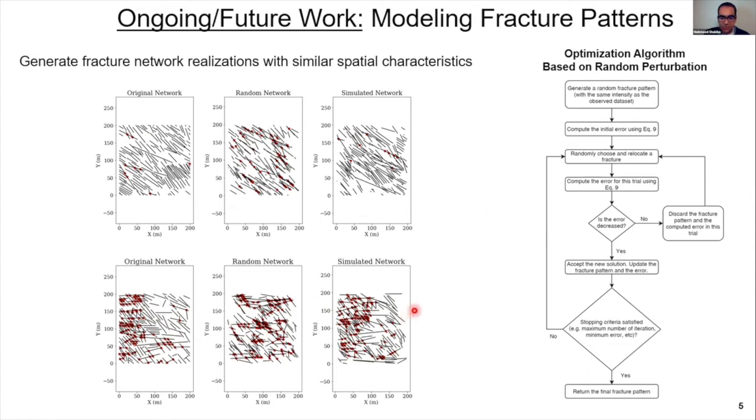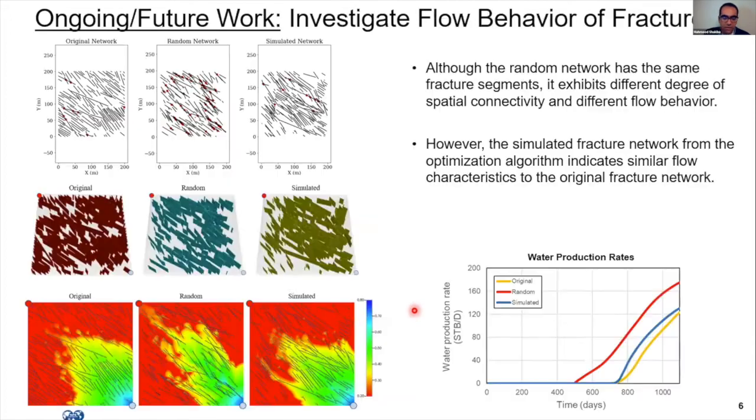So now that we know that the points, or intersection points, or the midpoints are spatially distributed similar to the original network, we have to make sure that they produce the same flow behavior. So what we are proposing is to construct discrete fracture models for the original network, for the random network, and for the simulated network. Then we run synthetic flow simulation models. For example, in this case, I have an injection well located on the lower right corner and a production well located on the upper left corner of the simulation models.